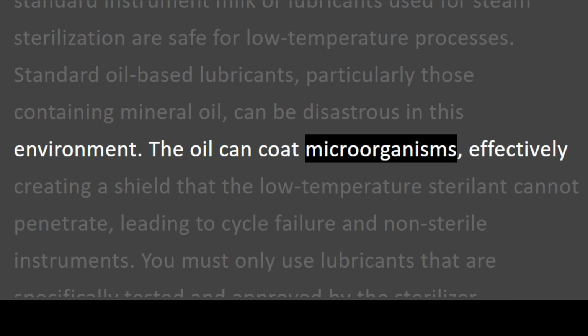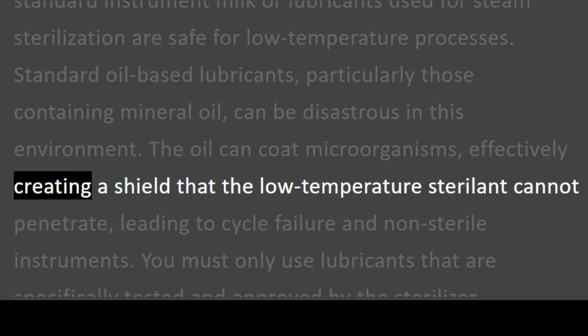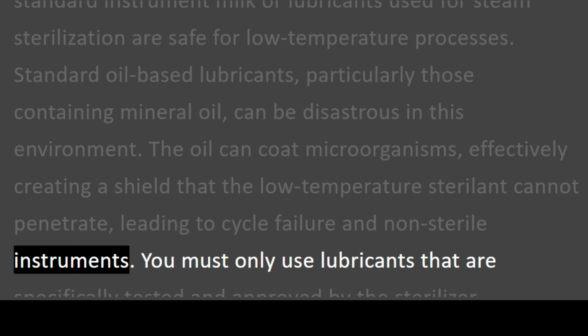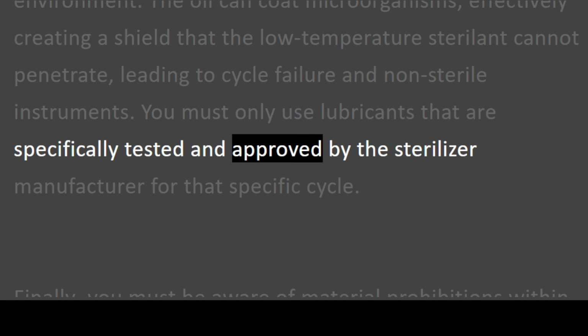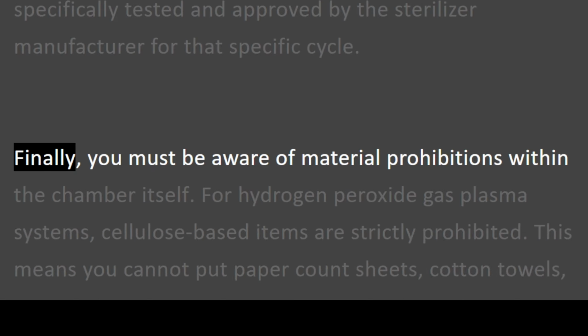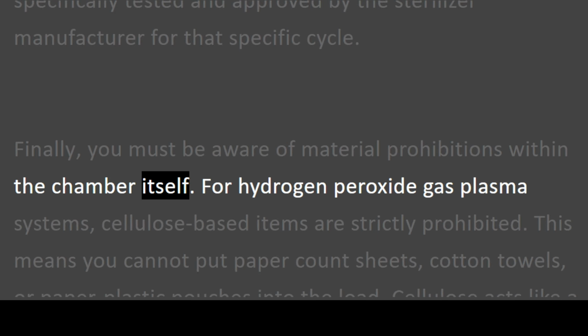The oil can coat microorganisms, effectively creating a shield that the low-temperature sterilant cannot penetrate, leading to cycle failure and non-sterile instruments. You must only use lubricants that are specifically tested and approved by the sterilizer manufacturer for that specific cycle. Finally, you must be aware of material prohibitions within the chamber itself.